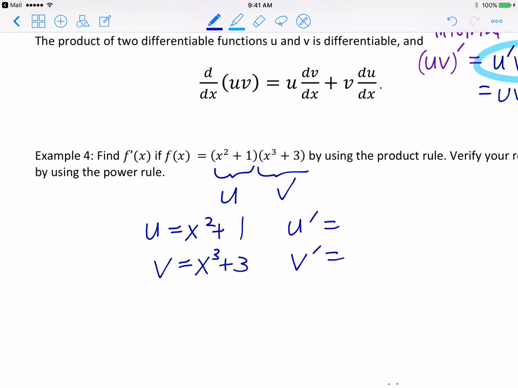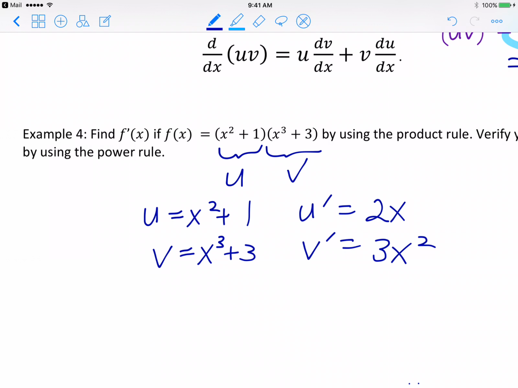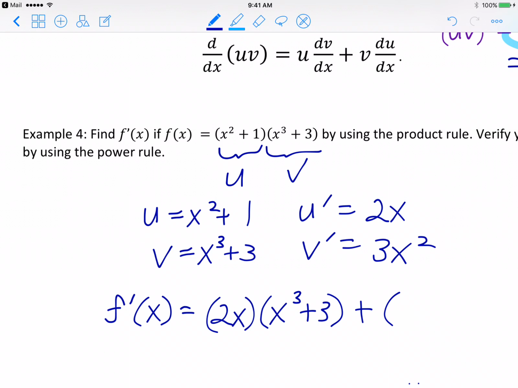If u equals x squared plus 1, by using what we know so far, we could find the derivative of u to be 2x. And we could differentiate v to be 3x to the second power. So now, using the product rule, f prime of x is equal to u prime v plus uv prime. So we have 2x times v, x to the third power plus 3, plus uv prime.